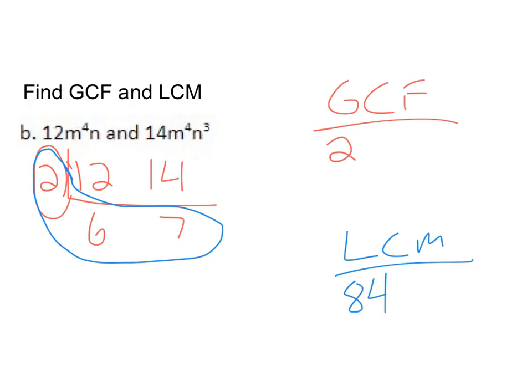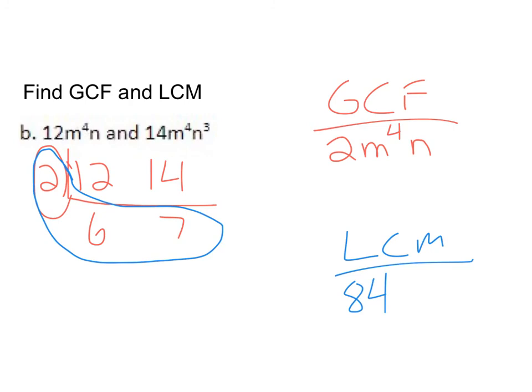Now, again, the new part here is comparing our variables. So if we look at the GCF of m to the fourth and m to the fourth, we are looking for the fewer one. And since they are the same, we have m to the fourth. And if we look at n and n to the third, we have 1 n. We're taking the fewer for factors.